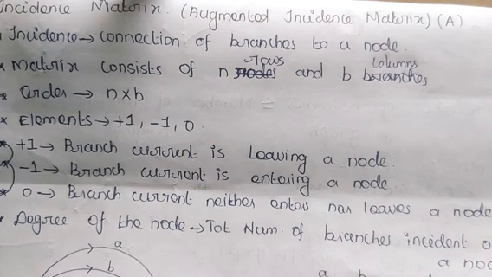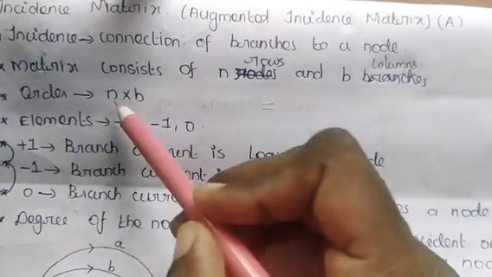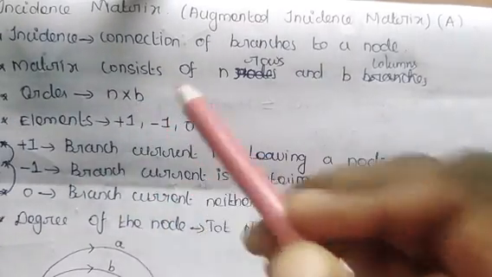Suppose our graph consists of n nodes and b branches, then our incidence matrix will contain n rows and b columns. So the order of our matrix will be n by b, where n is the number of nodes and b is the number of branches in the graph.